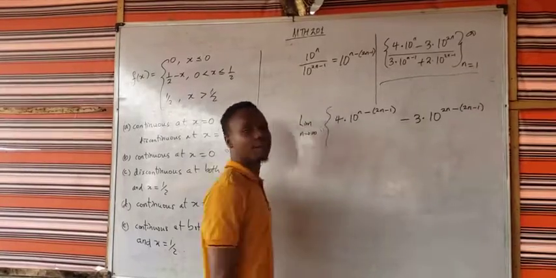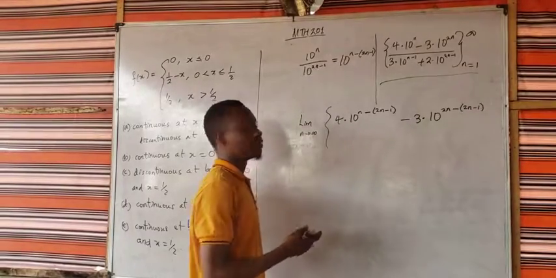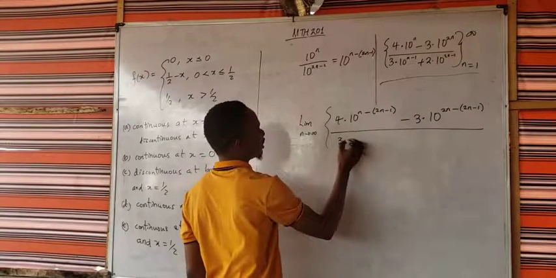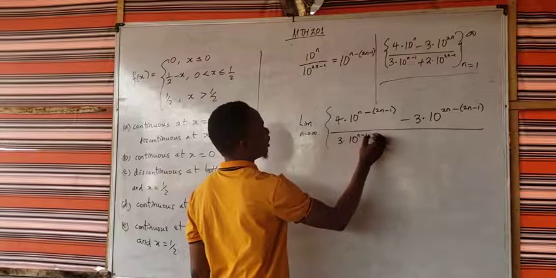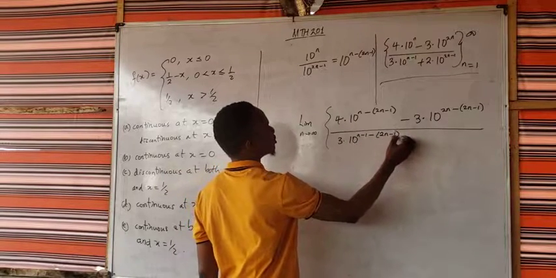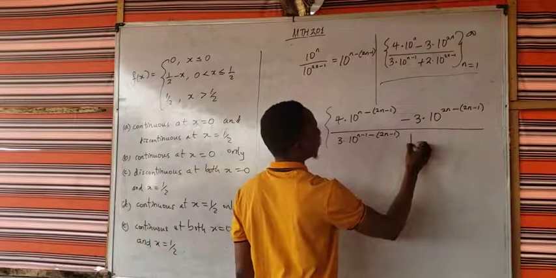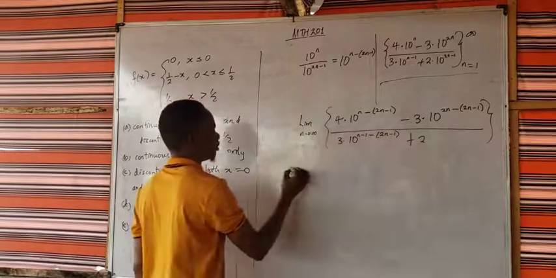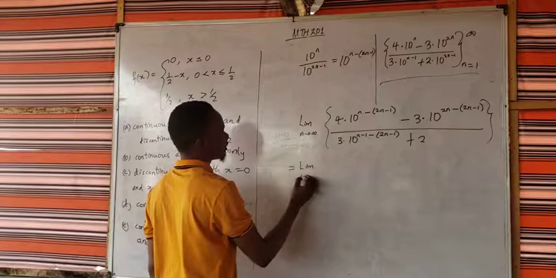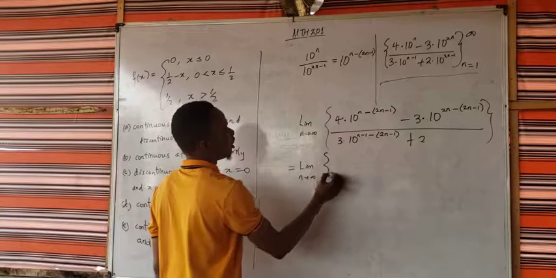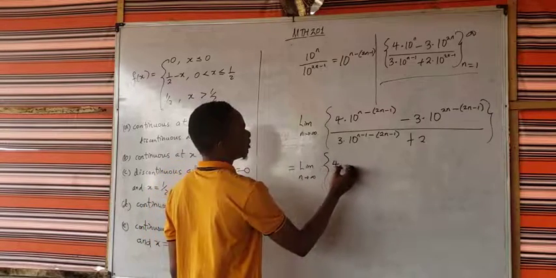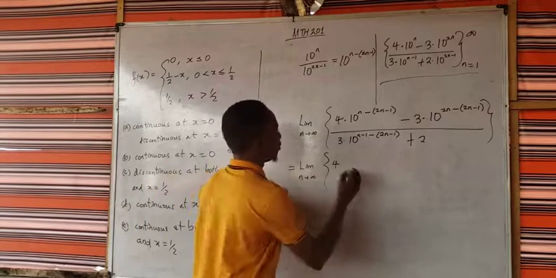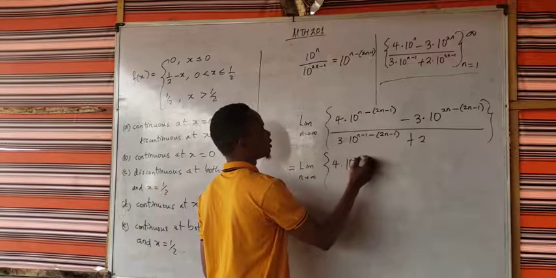Does that make sense? Do you understand this? So this will be divided by 3 times 10 raised to the power n minus 1 minus (2n minus 1). Then the next one will go up plus 2. Is that clear? Then you have this to be equal to the limit as n approaches infinity of 4 times 10 raised to the power n minus 2n, that's minus n, so 10 raised to the power minus n plus 1.